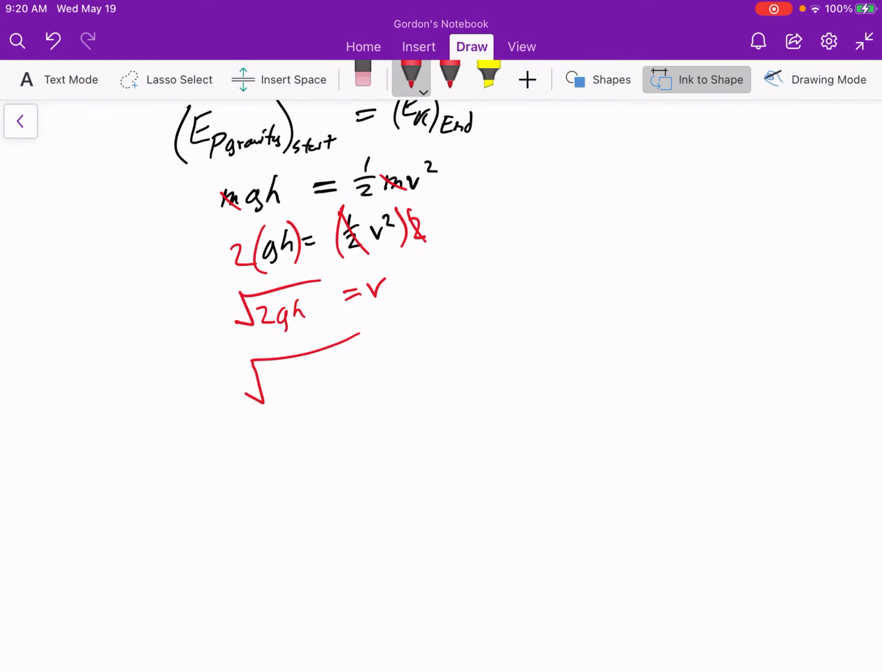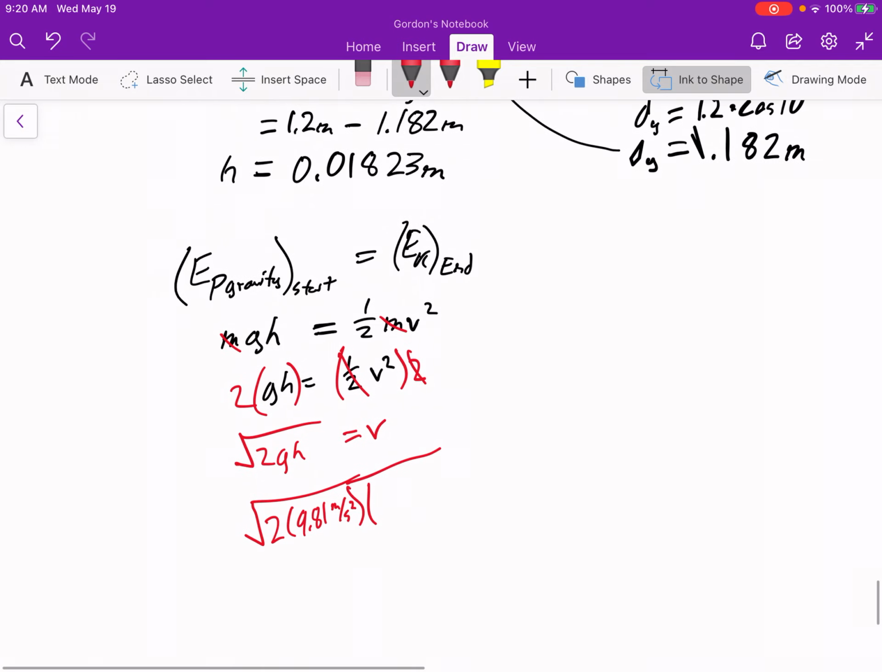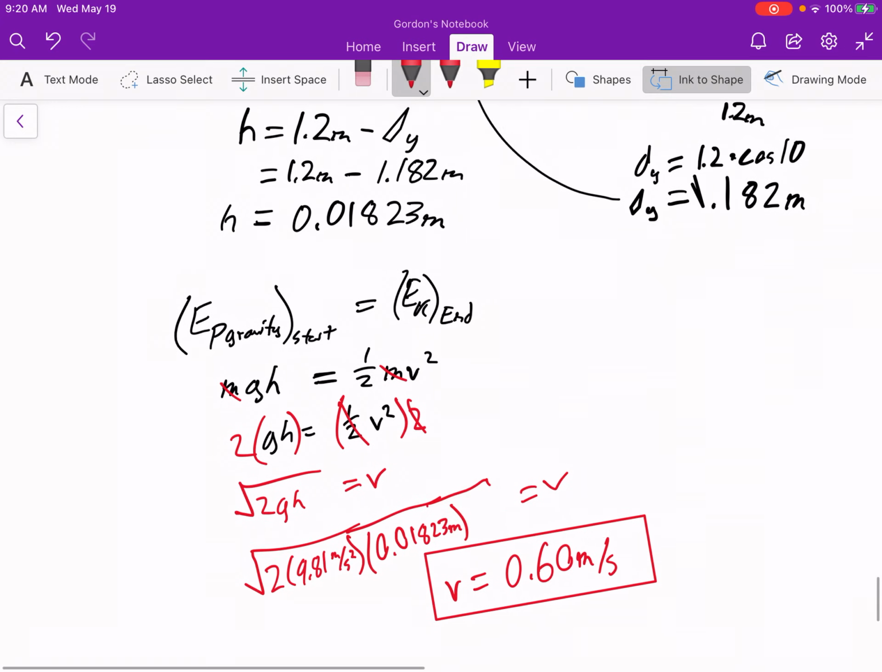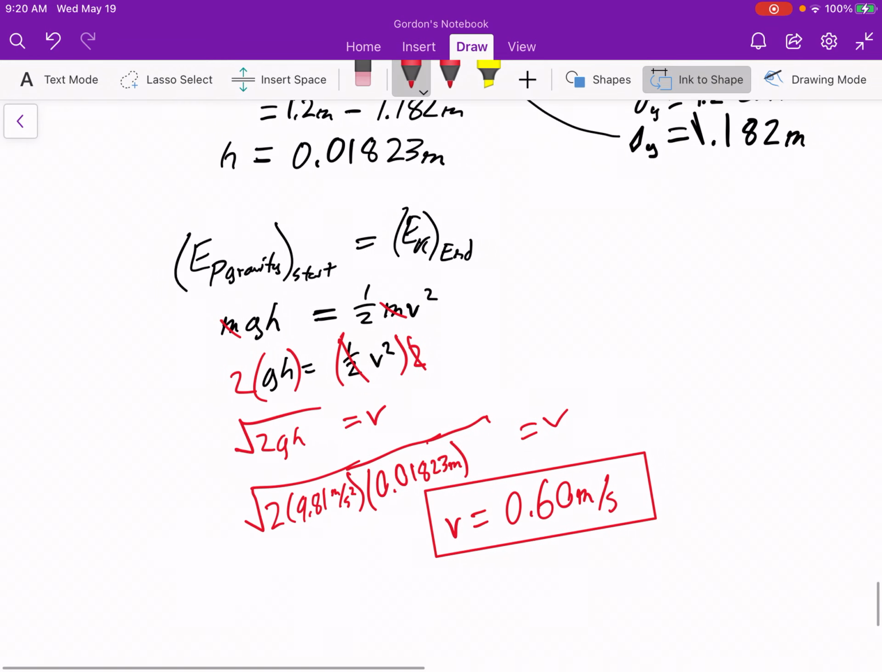So square root of 2 times 9.81 meters per second squared multiplied by that height that we had, which was 0.01823 meters, should be equal to our speed. So if we multiply this out, we get that the speed of the pendulum at the bottom is 0.60 meters per second.